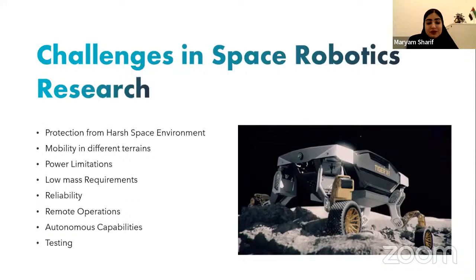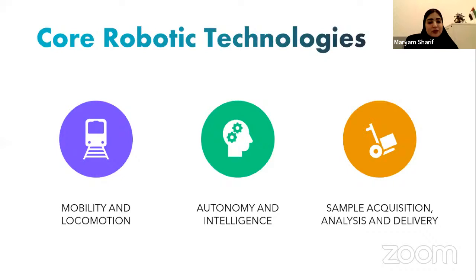So that's another point. Remote operations have to be done very well. Autonomous capabilities also have to work very well. We have to do a lot of testing in order to overcome these challenges. So here we have some core robotic technology, as we can see here: mobility and locomotion, autonomy and intelligence, and sample acquisition, analysis and delivery.